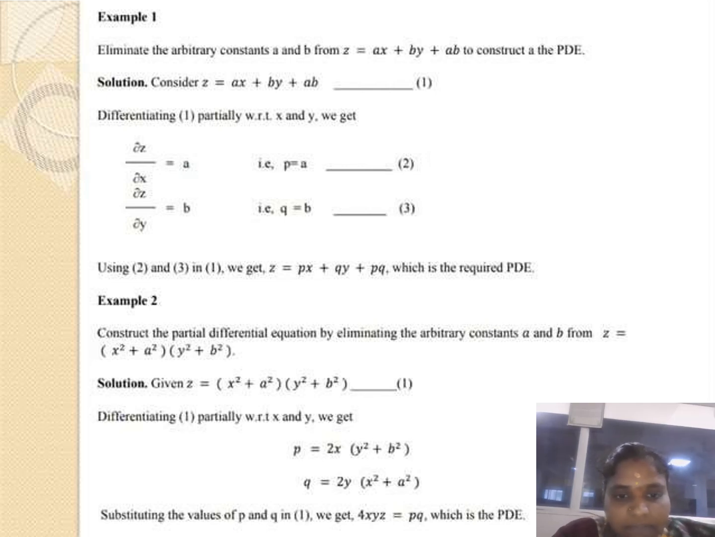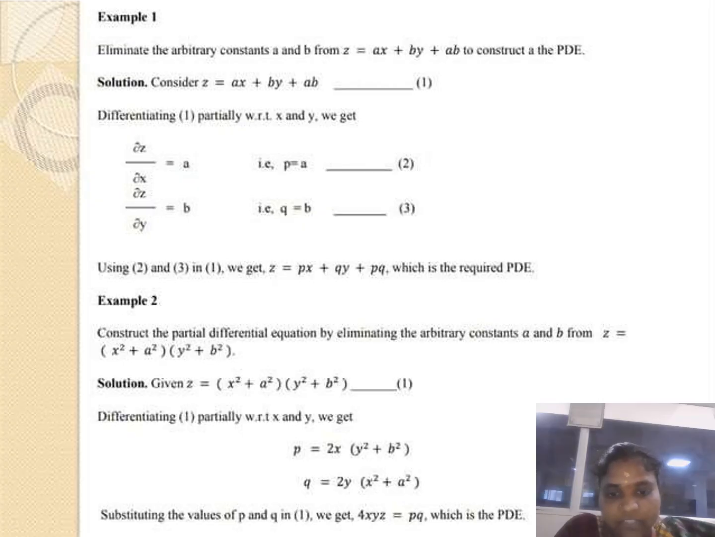Similarly, the second example: construct the partial differential equation by eliminating the arbitrary constants a and b. Here the problem is z equal to (x² plus a²)(y² plus b²). Take the given problem as the first equation. Here we have two independent variables x, y, and similarly two arbitrary constants a and b. We have to follow the same procedure as in example 1.